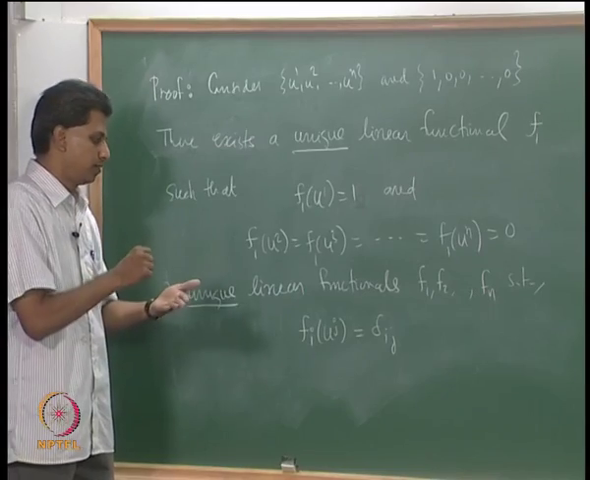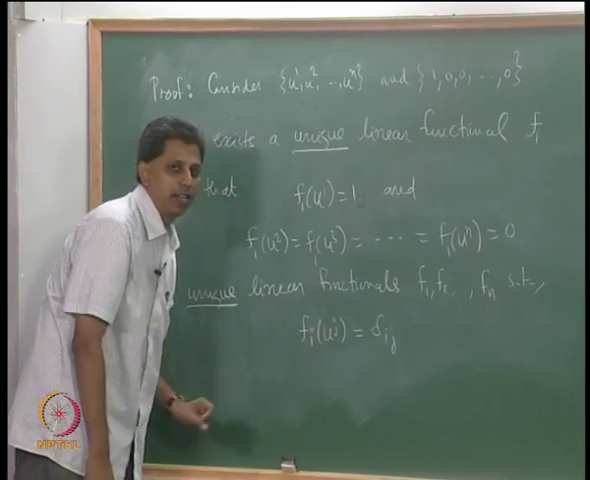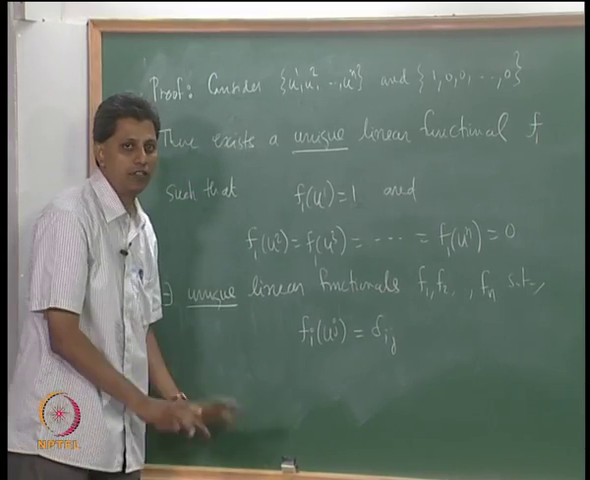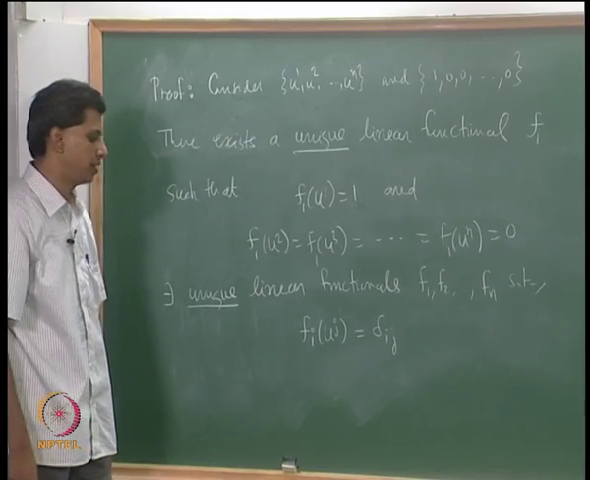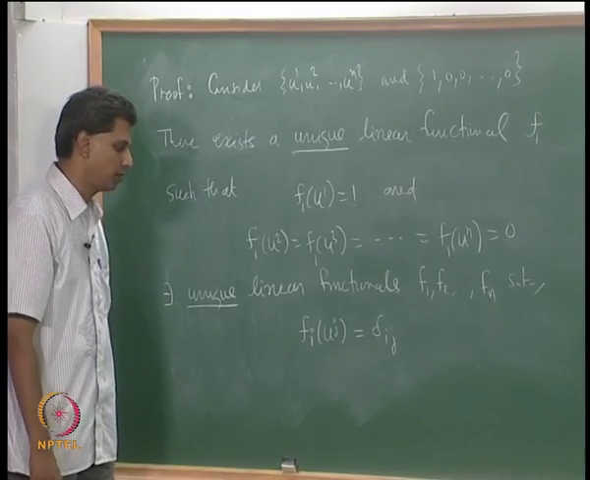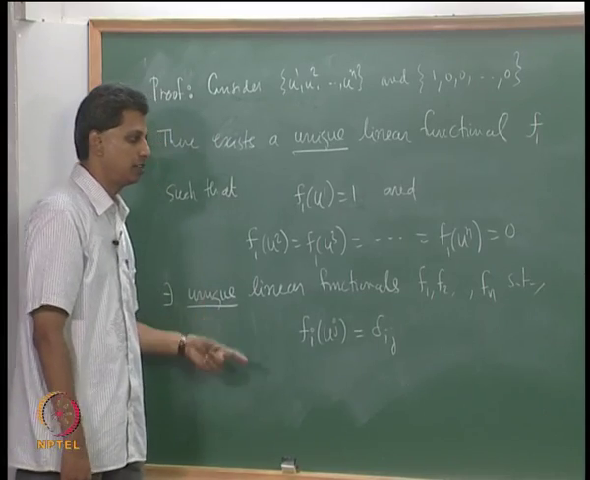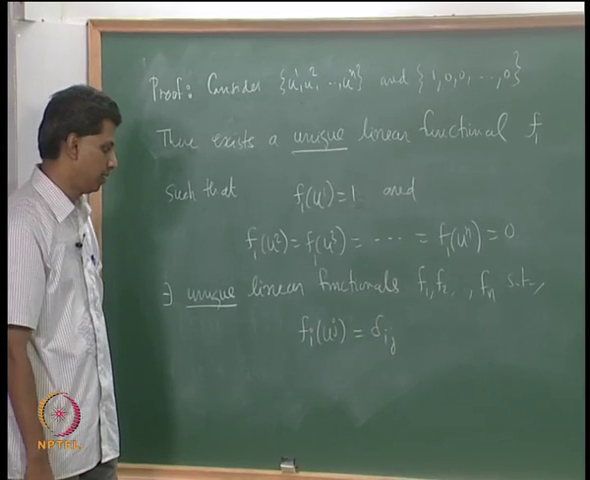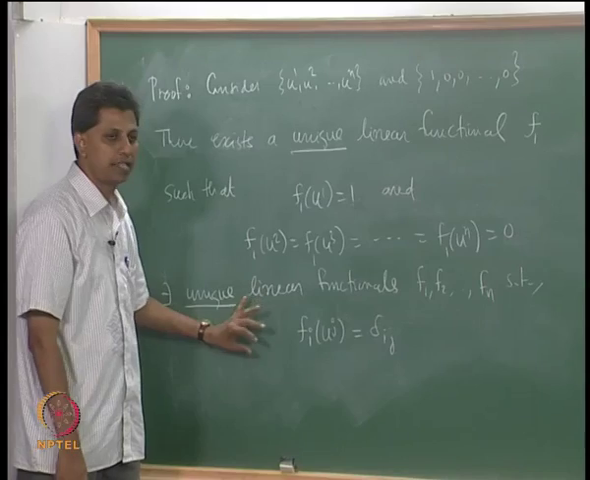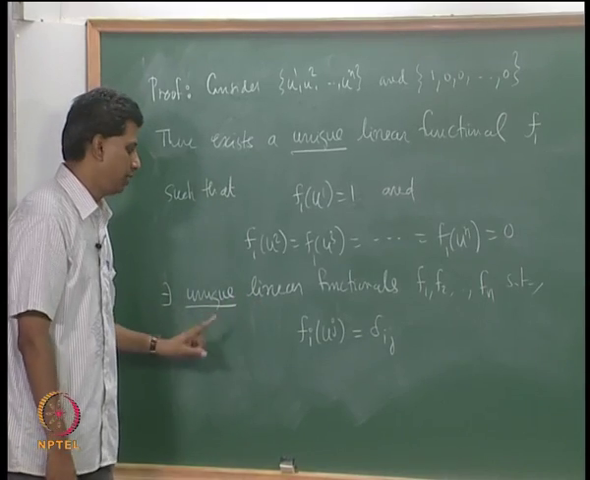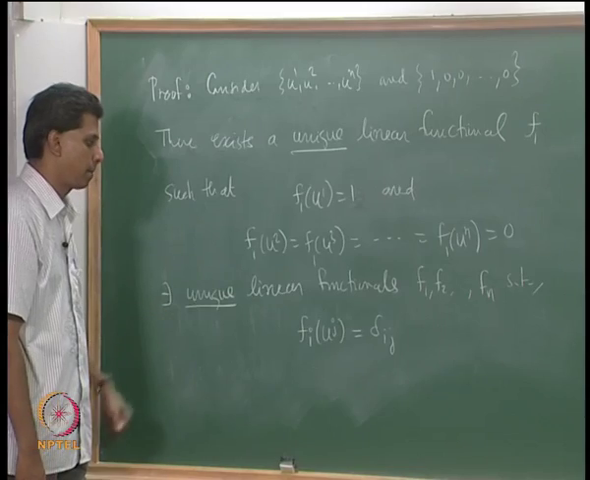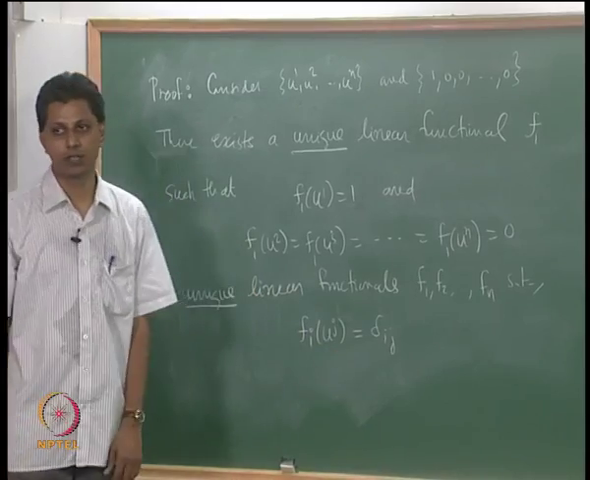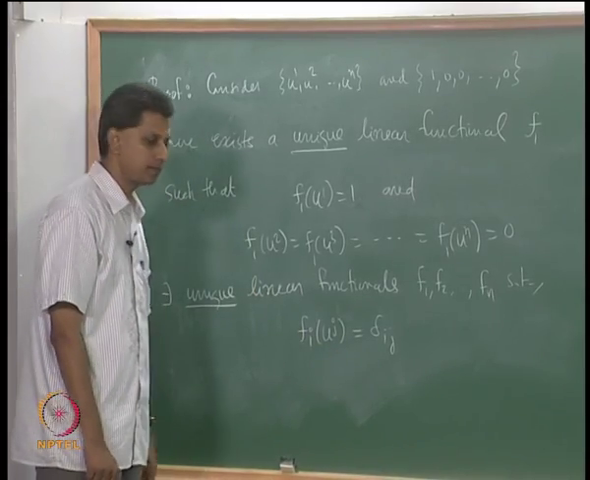So unless i is equal to j, I won't get 1. When i is not equal to j, all of them are 0. When i is equal to j, I get 1. i equal to j corresponds to f1 u1 equal to 1, f2 u2 equal to 1, etc., fn un equals 1. So this proves the existence, in fact the unique set of linear functionals that satisfy these n square equations. Okay, that's the first part.